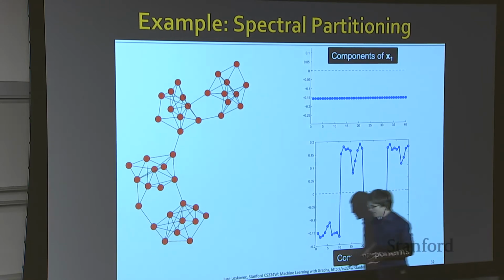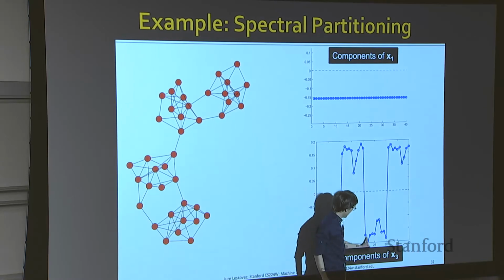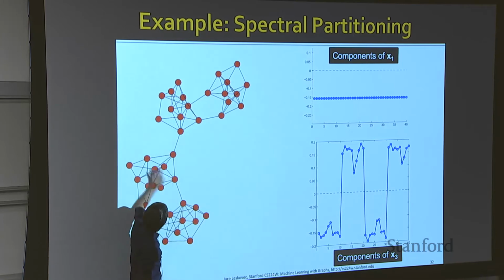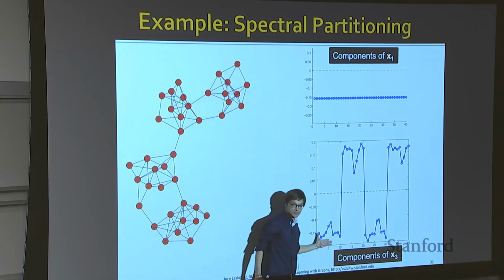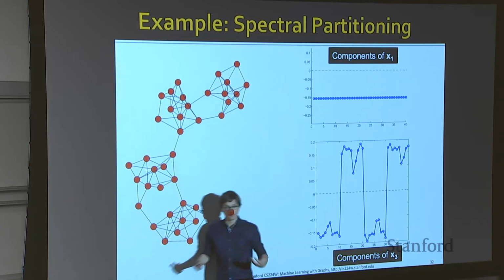But this is now x3, right? And notice how x3 has interesting structure. It's negative, and then it's positive, and it's negative, and it's positive. And this corresponds exactly to negative, positive, negative, positive, right? So this now says that you can use this information together with that one to identify the partitions.